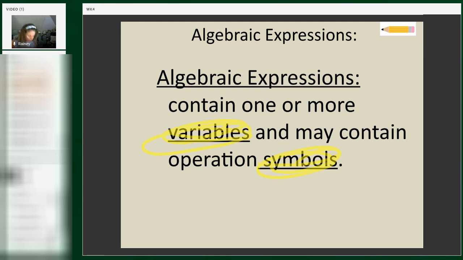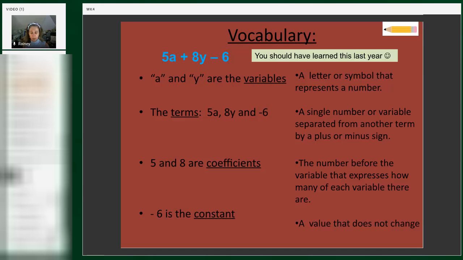Okay, so we're going to do algebraic expressions. This should be familiar to you all. I know it will be for any student that I taught last year. You should have learned this last year. So here we go. The example we're looking at is up here, and it says A and Y are the variables.